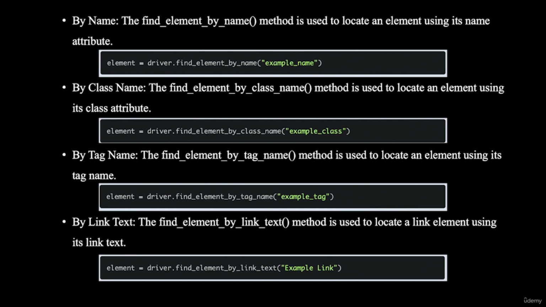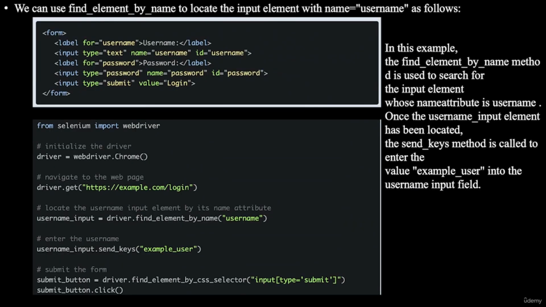And we can begin with by name. So the find element by name method is used to locate an element using its name attribute. We have an example here using the driver instance, and we are looking for the name, which we'll see exactly how it works in just a few. So we can see here we have an example, an input attribute with the name attribute, the value being username.